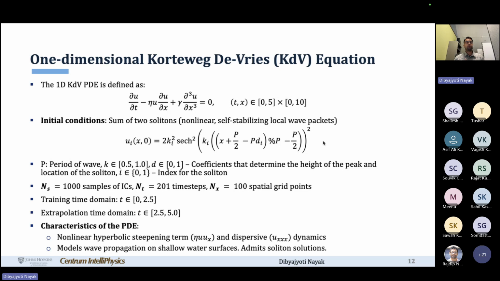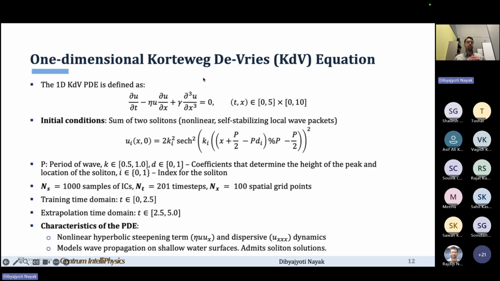So this is the one-dimensional Korteweg-de Vries equation, the KdV equation. The 1D KdV PDE has this form where the time domain is from t equal to 0 to 5, and the spatial domain is spanned from x equal to 0 to x equal to 10. This PDE is basically used to model wave propagation on shallow water surfaces, and the initial conditions that we take are basically a sum of two solitons. Solitons are nothing but nonlinear self-stabilizing localized wave packets. As they move in time, they do not change their structure.